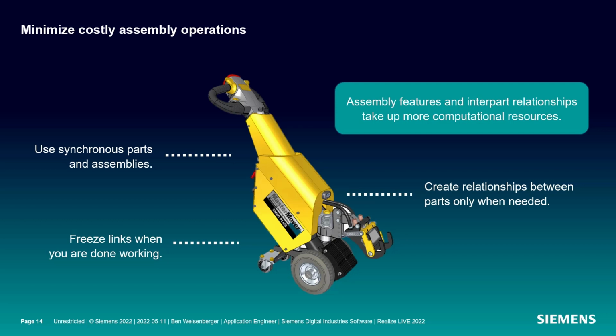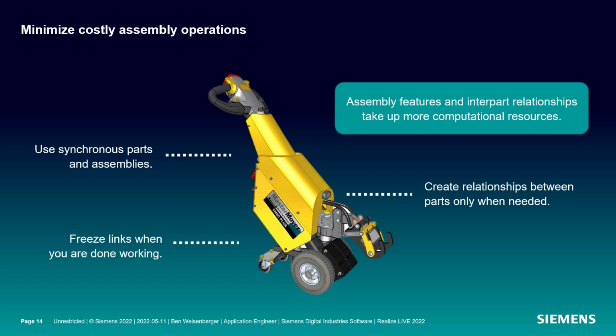Some things you do in the assembly take up more computational resources than others. Assembly features, for example, require the assembly to make sure the parts are updated, bring the parts into the assembly, position all the parts, and then add a feature to those positioned parts with potential differences between part occurrences. So that can really add up.